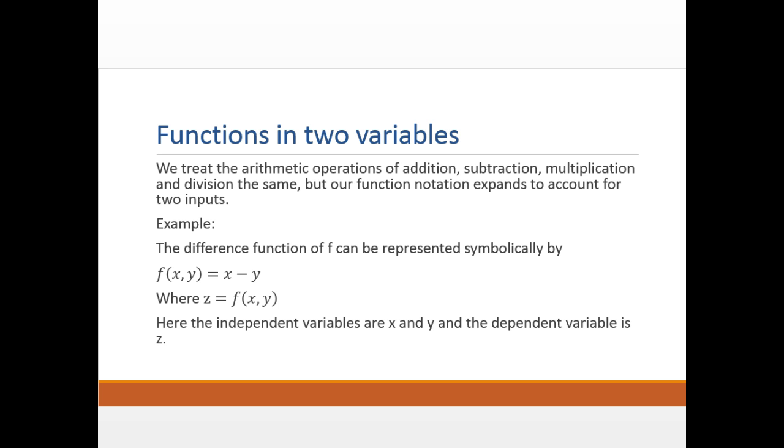Now, functions in two variables, we treat the arithmetic operations of addition, multiplication, subtraction, division the same, but our function notation expands to account for the two inputs. So instead of just f of x, we have f of x comma y. The difference function of f can be represented symbolically by f of x y equals x minus y, where z is f of x y. In this case, we have independent variables x and y and a dependent variable z.